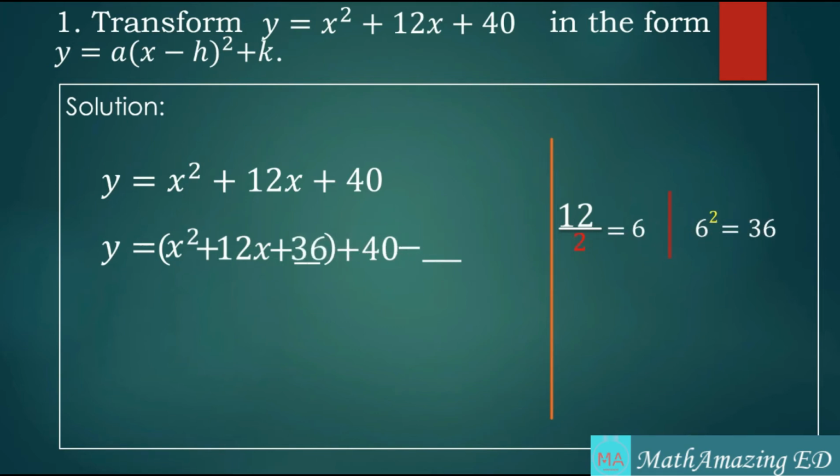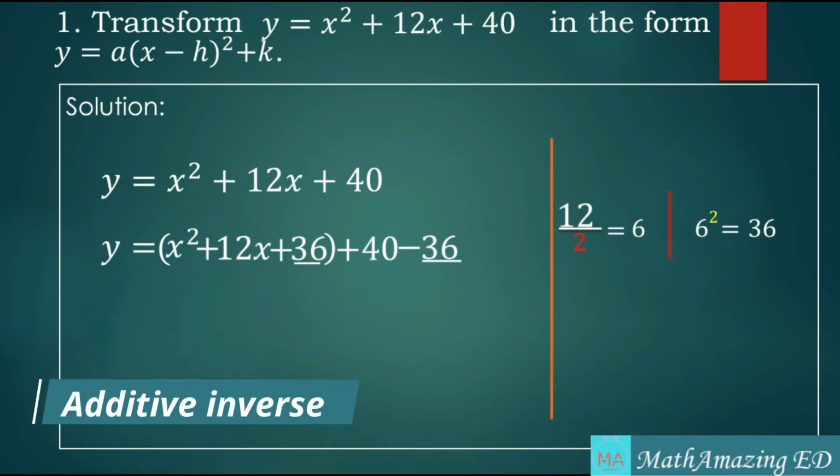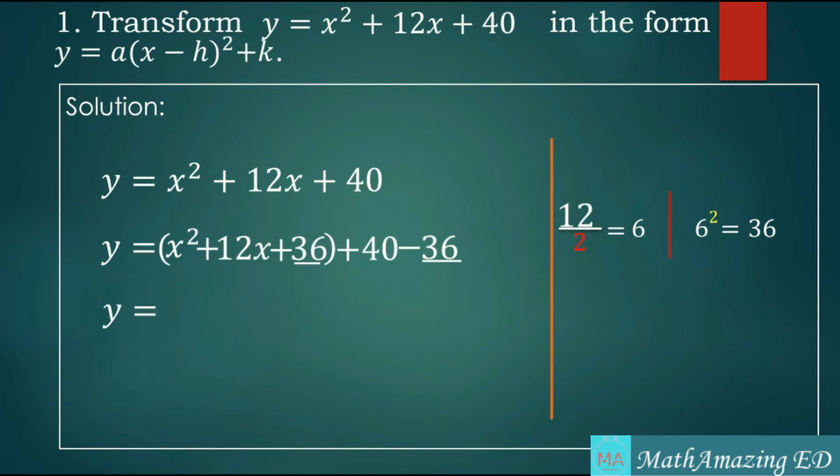Since we are adding 36 in that specific expression, we have to subtract the same value from our constant as well. Simplifying, the factored form of x² + 12x + 36 is just (x + 6)², where 6 is the square root of 36. Then 40 − 36 is 4. That's it. We have the vertex form of our equation: y = (x + 6)² + 4.